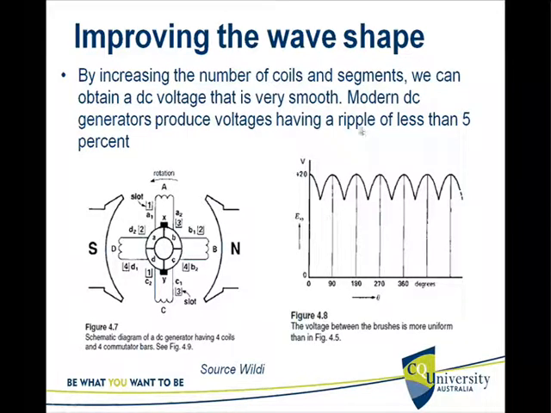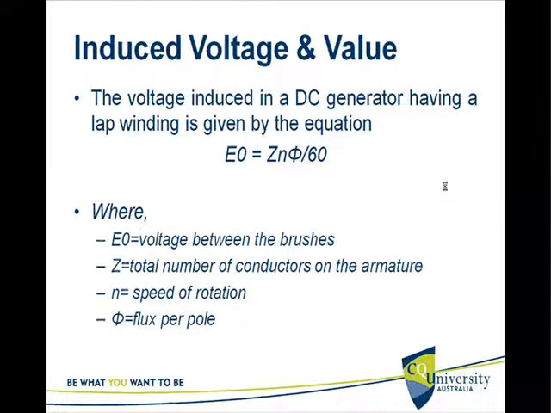Now what we say here is that there are modern machines which reduce the ripple down to less than 5%. The way you calculate the percentage ripple is you get the maximum change, compared to your average, so you mention it as a percentage of the average. So it could be as little as 5% in modern machines. Let's move on.